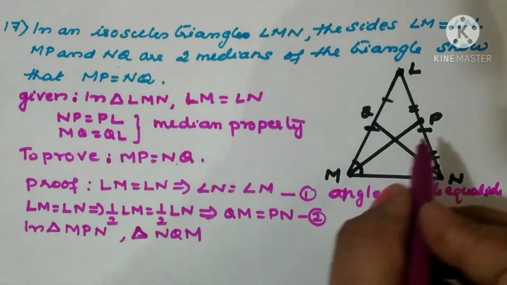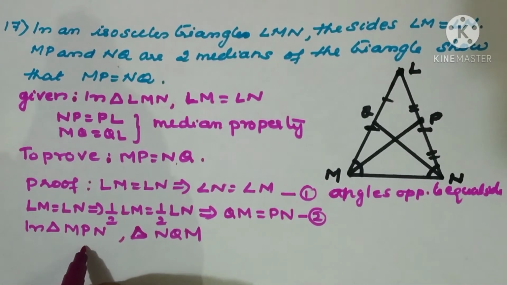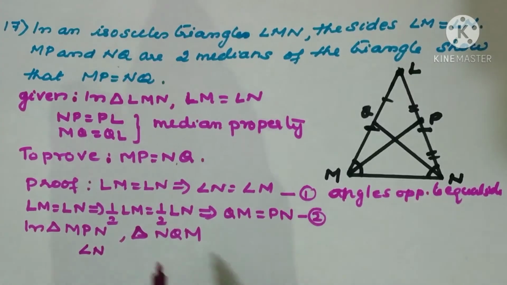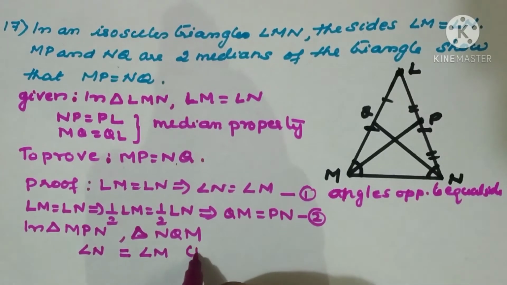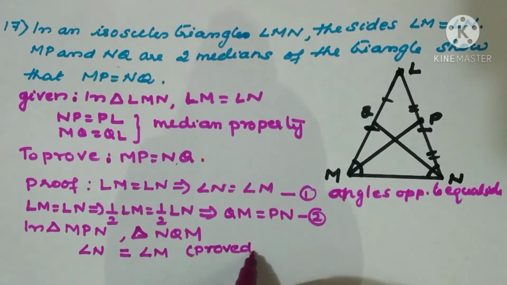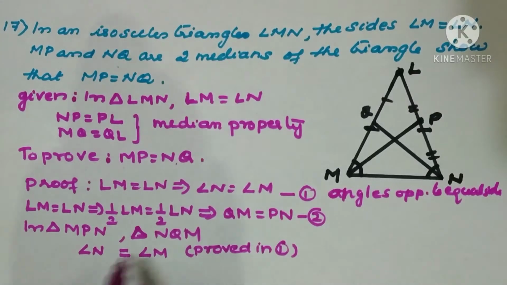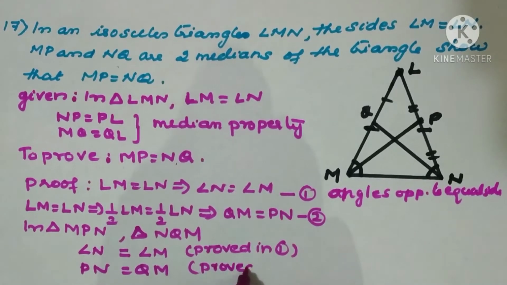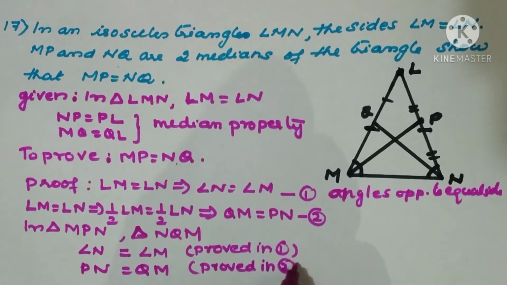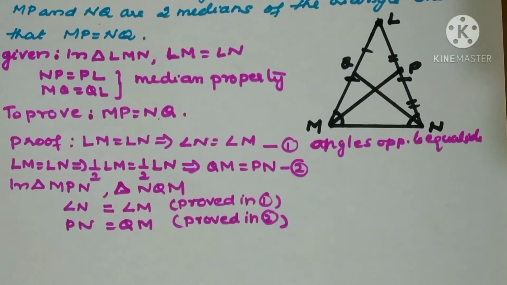So in MPN, what are the equal sides we have marked? First angle only I'll write, that is angle N equal to angle M. It's given, we can write, or we can write proved in 1. Next, in MPN, PN is the equal side, we are writing PN equal to QM, proved in 2.